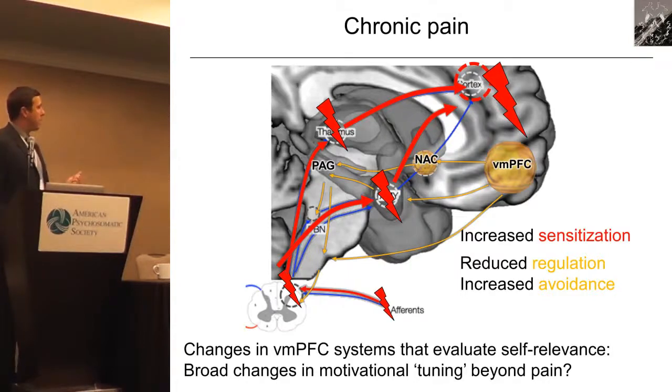So in summary, a picture of some of what's happening with chronic pain. I think we have increased sensitization potentially in multiple pathways depending on the pain model. We have reduced pain regulation, which could be reduced descending modulation, but it could also take the form of increased avoidance and changes in the motivational significance of pain, independent of the immediate pain experience. And so this might be linked to broad changes in motivational tuning beyond pain itself.